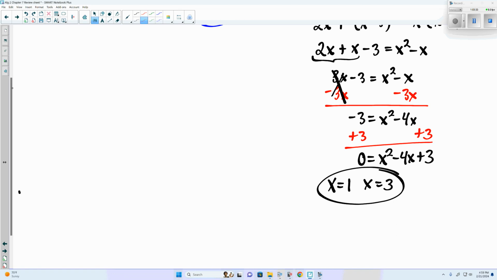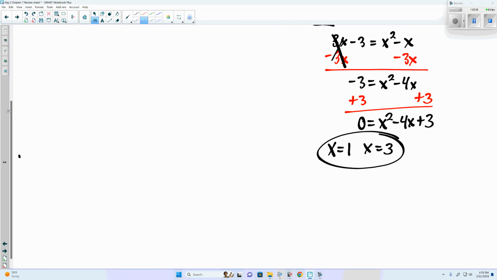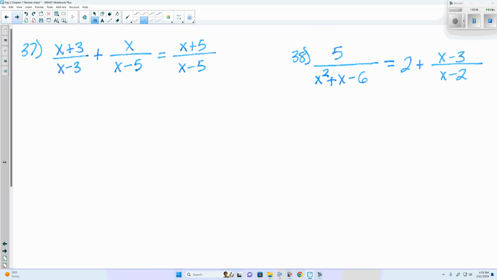Well, almost. Let's check restrictions. X cannot be 3. It's out, so our only value is 1. So if there is a restriction, we do have to remove it. And there's only 2 problems on the test that will have restrictions. 37, 38, 39. Last 3 problems, and then we're done with this review sheet.